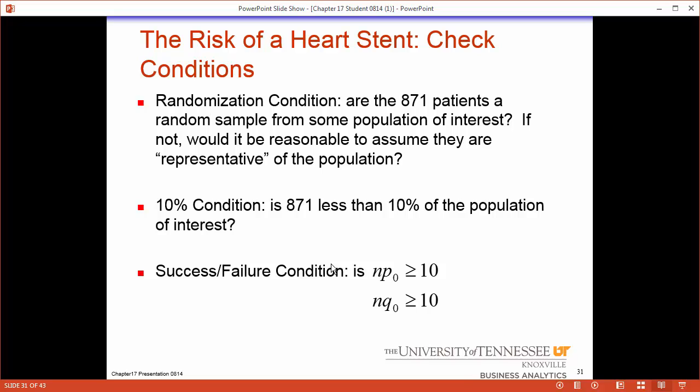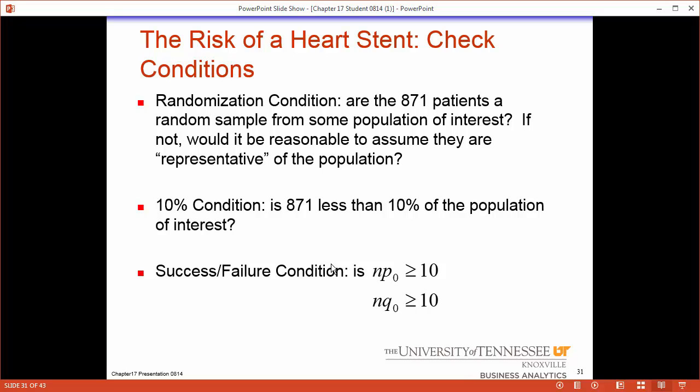First, let's check our conditions to make sure we can actually use the normal model. And these are very similar conditions to what we've done before. Did we randomly select these people? Yes, we did. Do we meet the 10% condition? Yes. 871 is less than 10% of all people that will be using this device. And that's kind of an assumption, but it might be safe to assume.